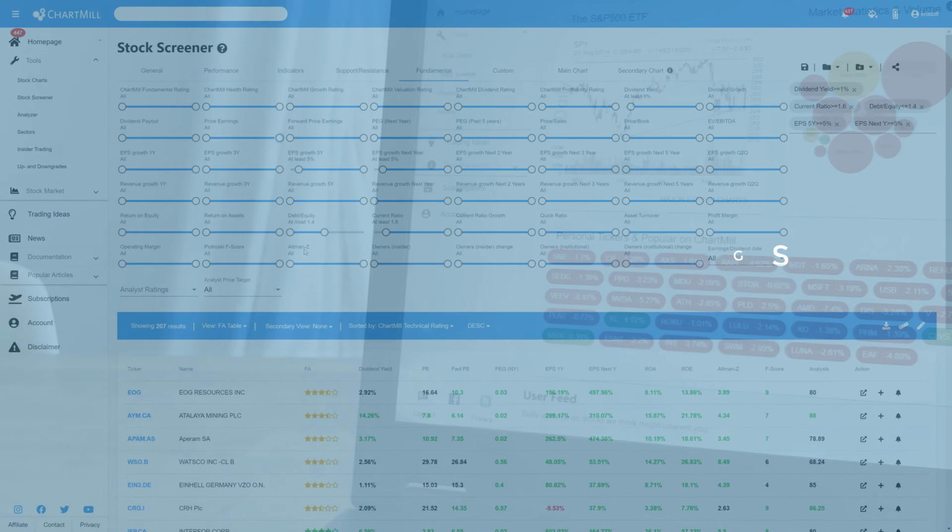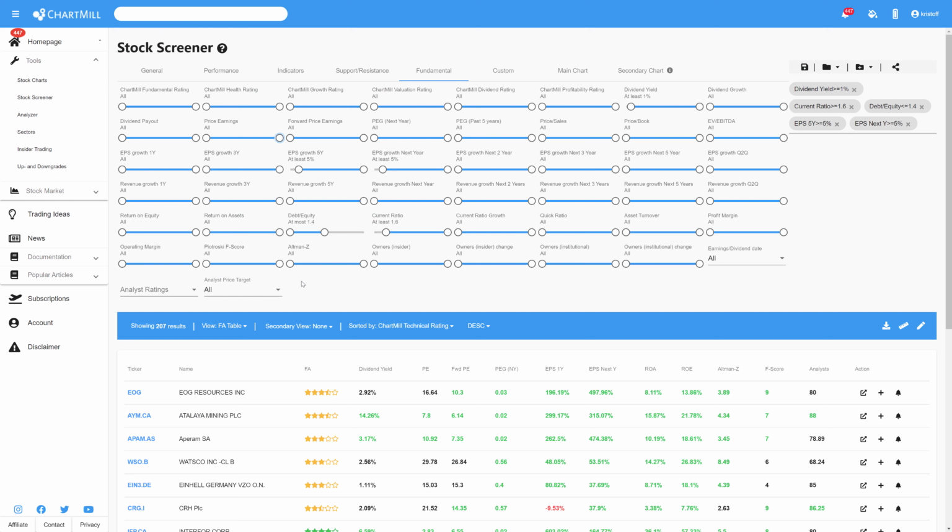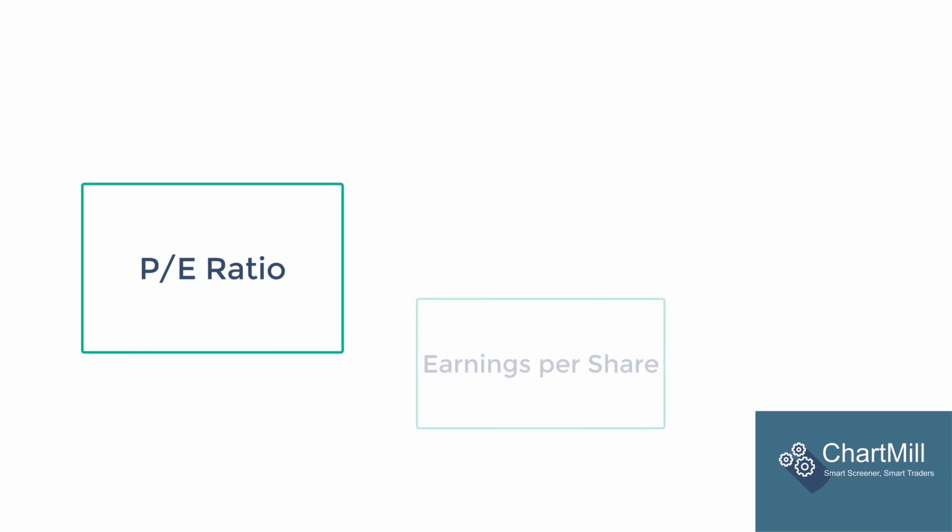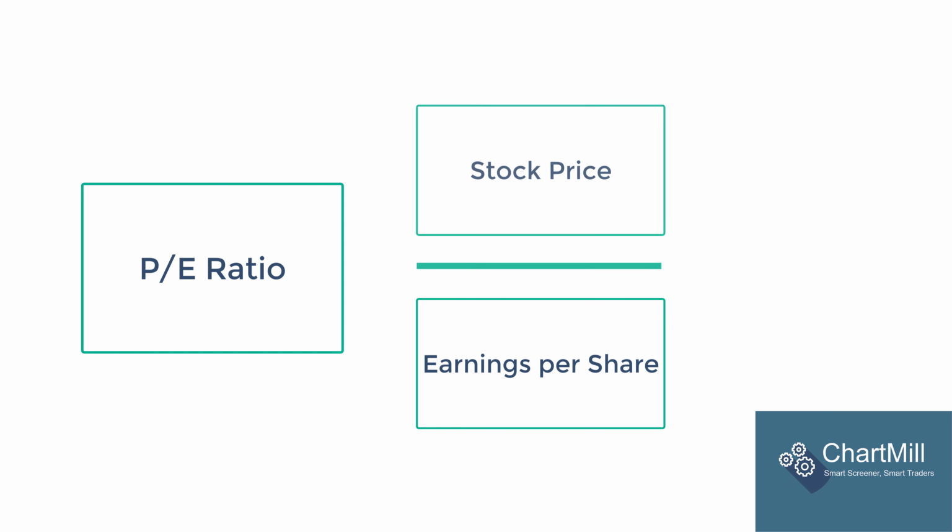The trick in value investing is to buy good companies at a price that is lower than their true value. A value investor is a real bargain hunter. The price to earnings ratio is the ratio of earnings per share to the company's current stock price. And the lower the price to earnings, the more likely it is that the company in question is undervalued.